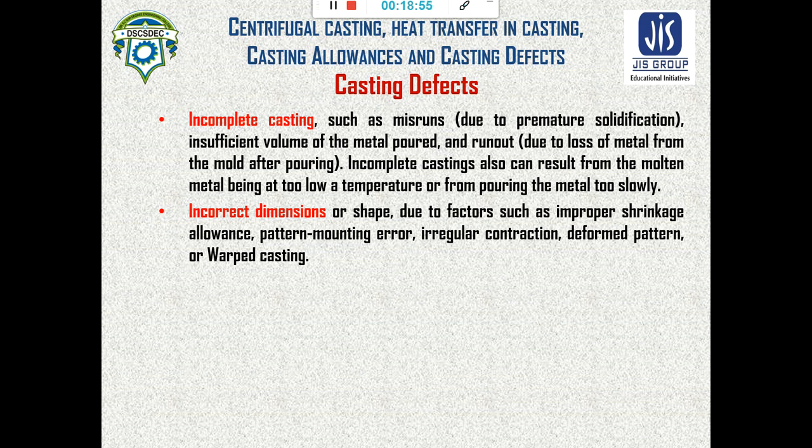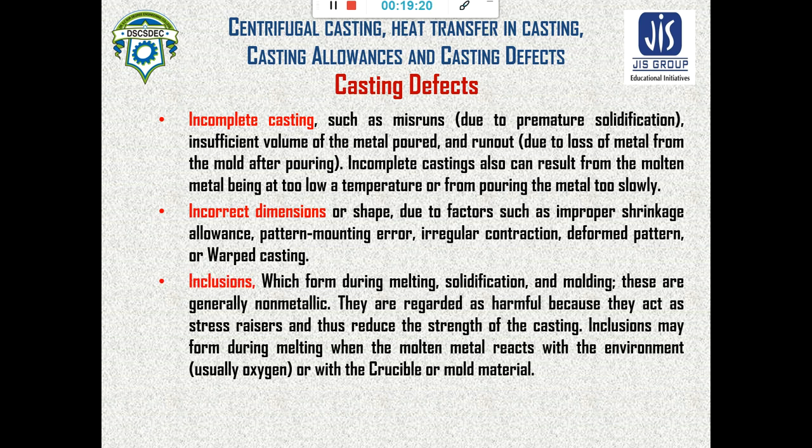So next is incorrect dimension or shape. Due to factors such as improper shrinkage allowance, pattern mounting error, irregular contraction, deformed pattern and warped casting and misalignment, these are your incorrect dimension defects. So these defects are due to improper dimensioning, and inclusion. These inclusions may be formed during melting, solidification and molding.